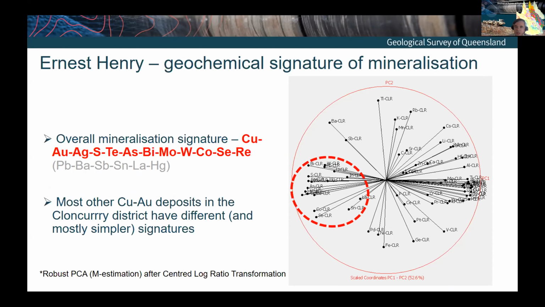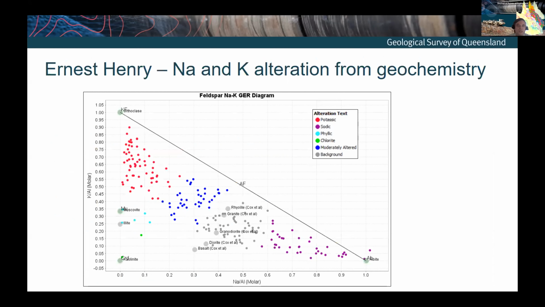So the existing new geochemistry, the acid digest geochemistry, allows easy discrimination in multi-element geochemistry between sodic and potassic alteration, which is very important in this region. And this was work done by Jacques Batumike, who joined us in February.